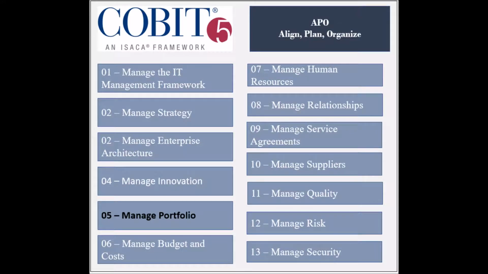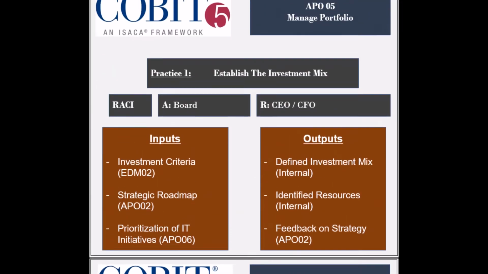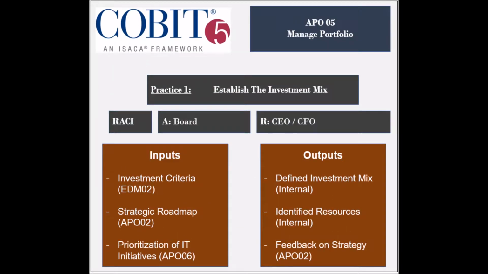The fifth process of the Align, Plan and Organize domain, called Manage Portfolio, has 6 practices. The first practice is to establish the target investment mix. From a RACI charts perspective, the entities that are responsible for this practice are the Chief Executive Officer and the Chief Financial Officer. The entity that is held accountable is the board.